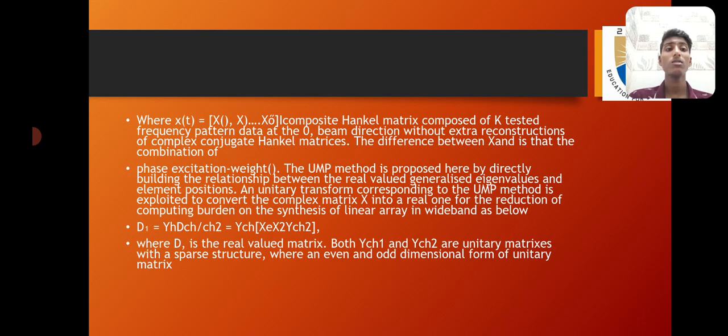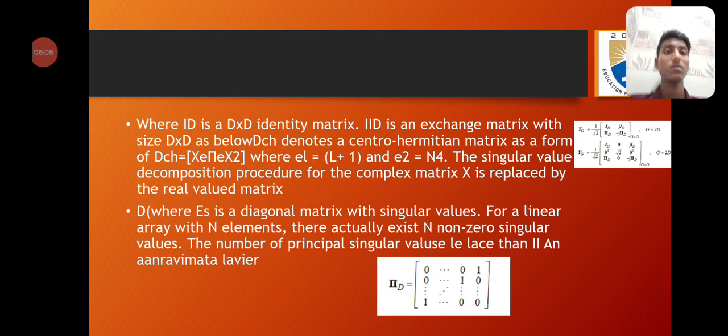valued matrix, both H1 and H2 are unitary matrices with sparse structure, with even and odd dimensional forms of the unitary matrix, where I_D is a D by D identity matrix and J_D is an exchange matrix with size D by D as below. D_S denotes a central Hermitian matrix.